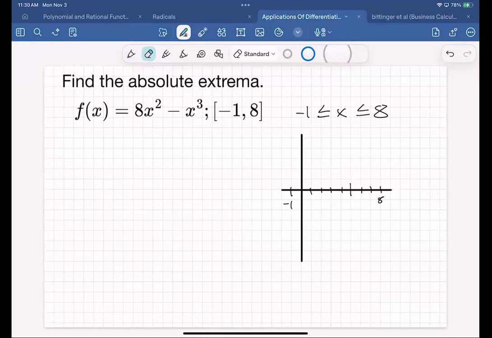Now, this creates a situation where I will possibly have relative extrema on this interval, but I will definitely have absolute extrema on this interval. What we're going to find here is we're going to need to look at our critical points as well as our boundary points. Since we're going to need critical points anyways, let's go get our first derivative.